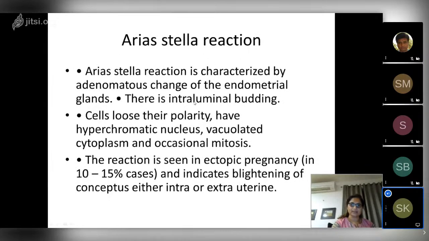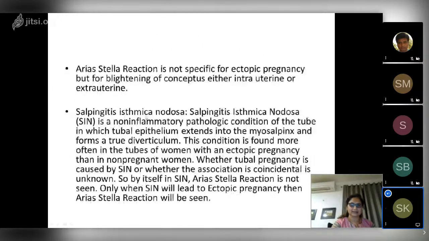It is a histological or a pathological feature which is seen in the endometrial glands. So as I told, it's not specific for ectopic pregnancy, but it is more specific for blighting of the conceptus, either intrauterine or extrauterine. Now, what is salpingitis isthmica nodosa? As I explained, it is a non-inflammatory pathological condition of the tube in which tubal epithelium extends into the myosalpinx and forms a true diverticulum. This condition is found more often in tubes of women with an ectopic pregnancy than in non-pregnant women.